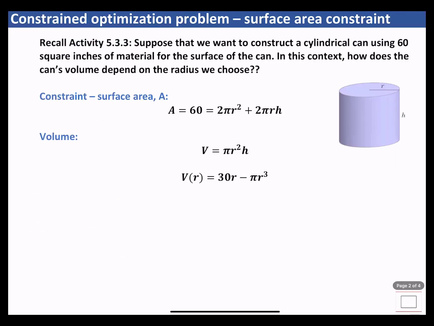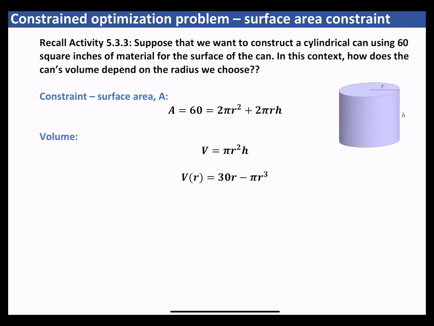For instance, in activity 5.3.3, we considered a cylinder with surface area 60 square inches. We knew the constraint was surface area A, and that A equaled 60, which equals 2 pi r squared plus 2 pi r h. And we found that the volume could be modeled by V equals pi r squared h, which could be simplified to equal 30r minus pi r cubed by using the constraint equation.